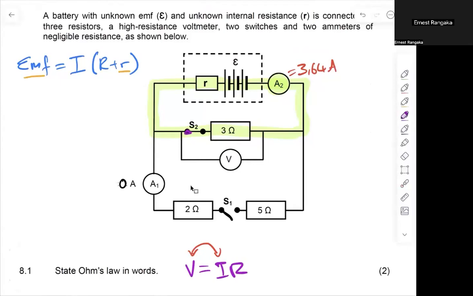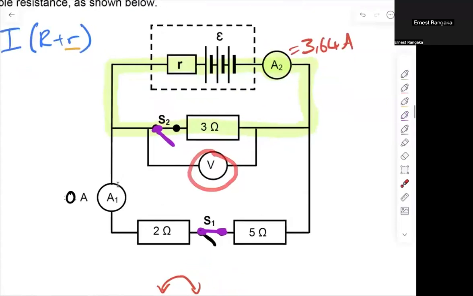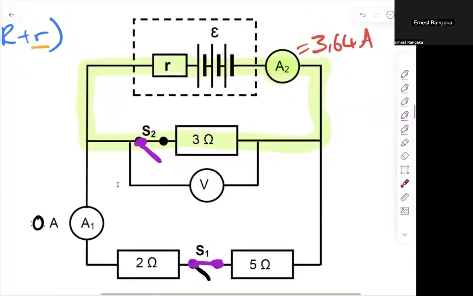So they now open up switch S2, and they close up switch S1. And the question then asks us, while this is happening, how does the voltmeter reading change? So we've got a voltmeter that's going to be right here. How does that voltmeter reading change when we open switch S2 but close switch S1? How will that voltmeter reading change? Choose from increases, decreases, or remains the same.